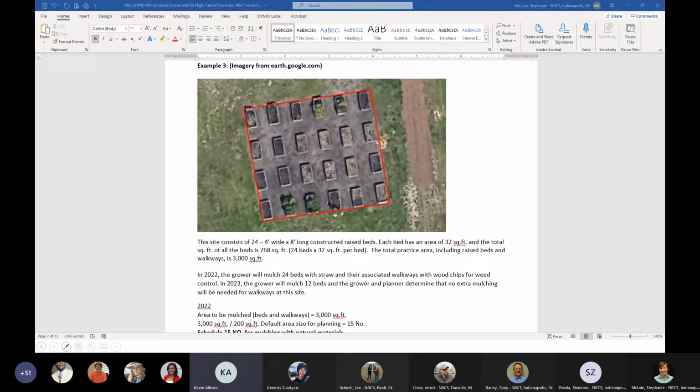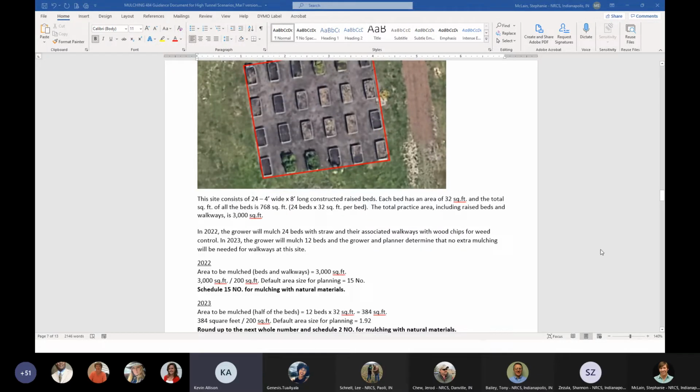So let's go through a couple options or scenarios. In 2022, the grower will mulch 24 beds with straw and their associated walkways with wood chips for weed control. In 2023, the grower will only mulch 12 beds, and the grower and planner determine that no extra mulching will be needed for walkways at this site. So this goes back to Shannon, addressing the resource concern. Is there a resource concern for weeds? If there is, it needs to be addressed. So can you scroll down just a shade?